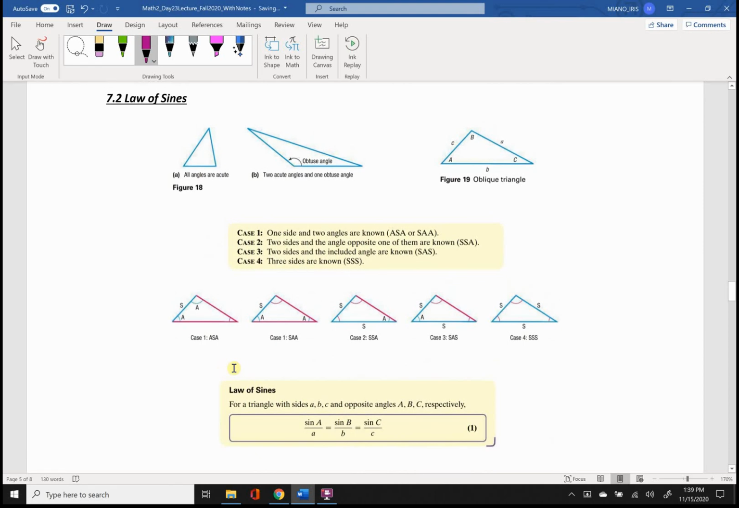But for the time being, let's shift gears over to the law of sines, which is now being introduced via section 7.2. So here's the story with the law of sines. 7.1 was all about triangle trig with right triangles, right? That's all well and good if you happen to have right triangles, but there's not just right triangles in our lives. There are acute triangles, which we have in figure 18a right here. There are also obtuse triangles, which are in figure 18b and then also figure 19.